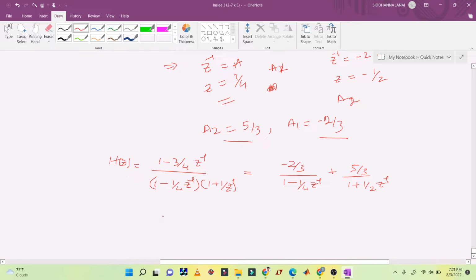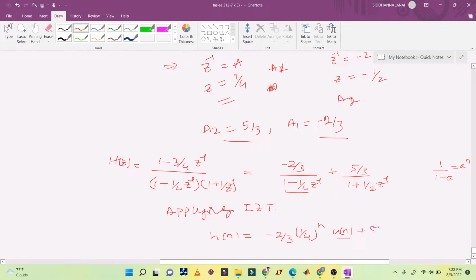Now applying the inverse z transform, we get h of n is equal to minus 2 by 3, and we know that this is in the form 1 divided by 1 minus a z inverse, which is nothing but a to the power n. So a is here 1 by 4. So it is 1 by 4 to the power n u of n. For a causal system we write u of n here. For a non-causal system it would be minus u of minus n minus 1, and we might have multiplied this also with minus.